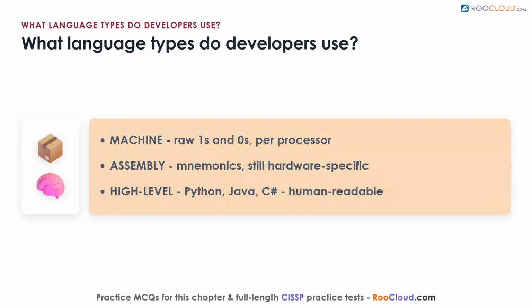What kinds of programming languages do developers actually use? At the bottom sits machine language. The raw ones and zeros a specific processor understands, which almost no human reads directly. One step up is assembly language, which swaps those numbers for short mnemonics, but still demands deep hardware knowledge and endless lines for simple tasks. Above that live high-level languages like Python, Java, and C#, which read closer to human instructions, speed up development, and travel more easily across platforms. Think of it as the difference between speaking in Morse code, in shorthand abbreviations, or in plain sentences.